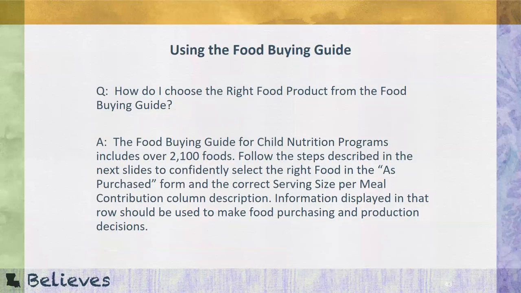Another common question regarding the use of the food buying guide is, how do I choose the right food product from the multiple items listed in the guide? The food buying guide for child nutrition programs does include over 2,100 foods. So you'll want to follow the steps described in the next slide to confidently select the right food in the as purchased form and the correct serving size per meal contribution column description. Information displayed in that row should be used to make food purchasing and production decisions.